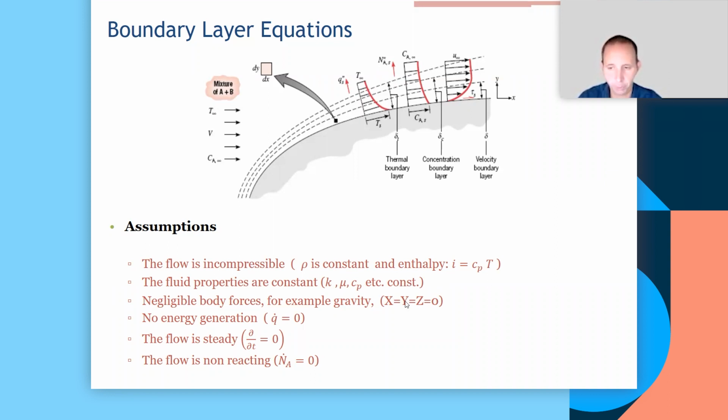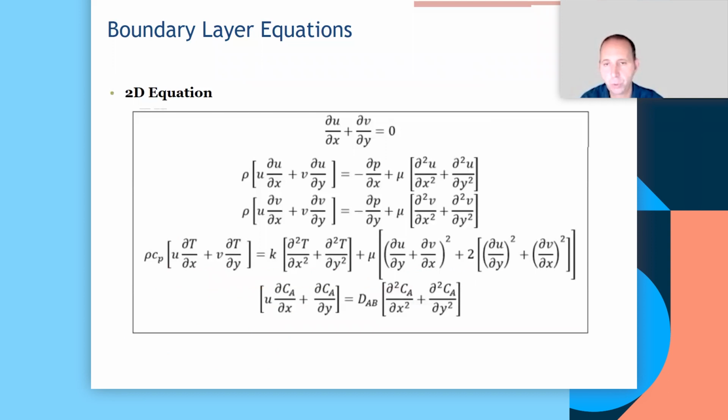We neglect the effect of body force, assuming that the inertia of the fluid is much stronger than what gravity does. We neglect energy generation within the energy equation. We assume the flow to be steady, that is, there is no dependence with respect to the time variable, or in other words, d over dt is equal to 0. The flow is non-reacting, that is, you don't have a source of species when you're looking at concentration conservation.